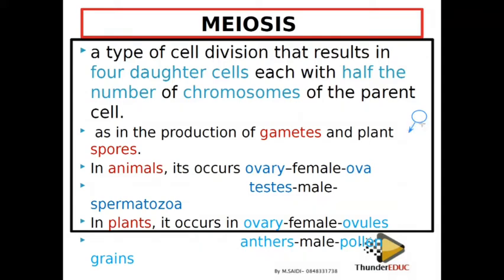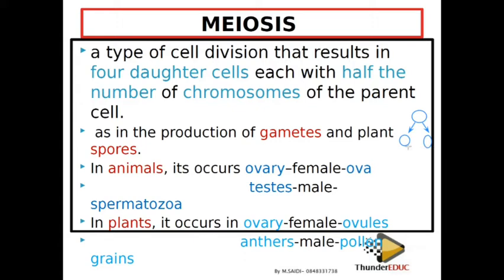It divides in two stages. There's the first meiotic division, and there's also a second meiotic division. The first meiotic division gives rise to 2 daughter cells, okay? This is the first daughter cell, and this is the second daughter cell.